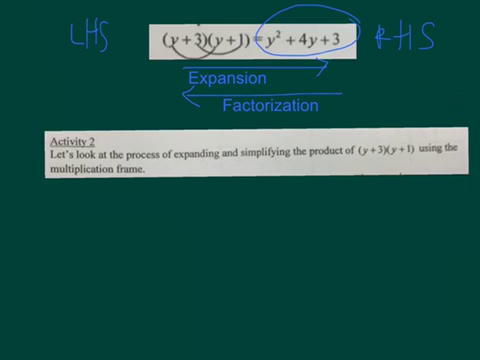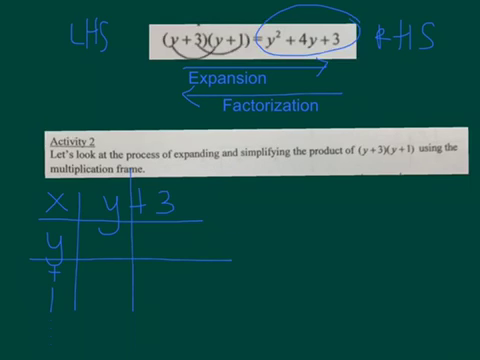I'm going to explain using the multiplication frame. Do you remember what is the multiplication frame? When you do expansion, that means from left to right, y plus 3 and y plus 1. Remember this multiplication frame? How you get your answer is basically, this becomes y squared. How do you get y squared? Good, y times y.